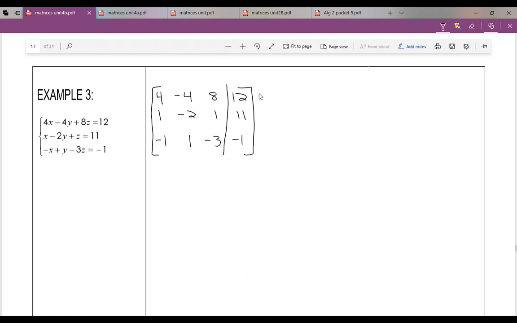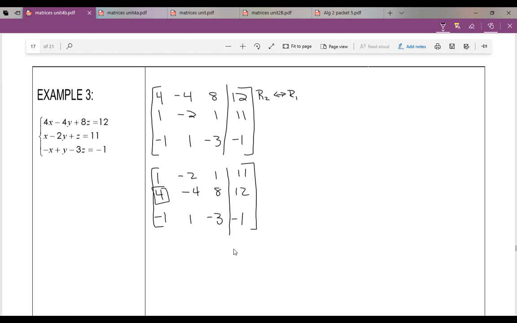So we are going to take row 2 and switch it out with row 1. So that gives me 1, 2, 1, and 11 in my top row. 4, -4, 8, 12 as my second row, and we did not touch row 3. I'm going to go after this 0 first, now that I got the first row the way I want it. Any thoughts? How am I going to get that 0?